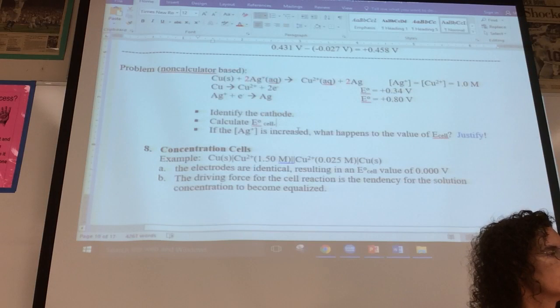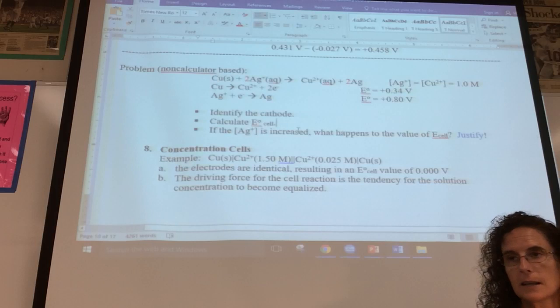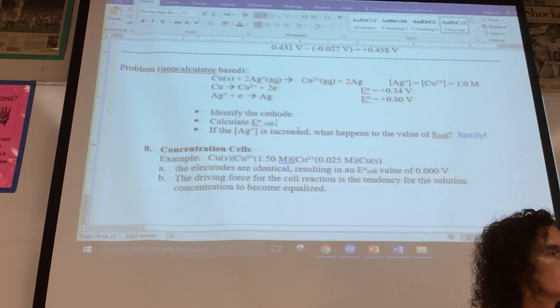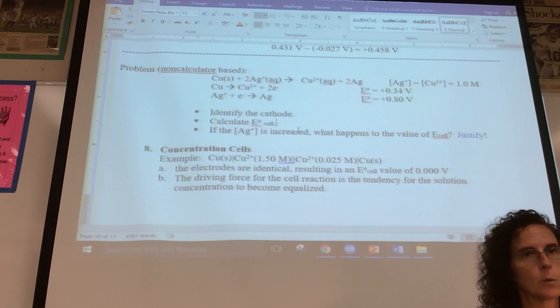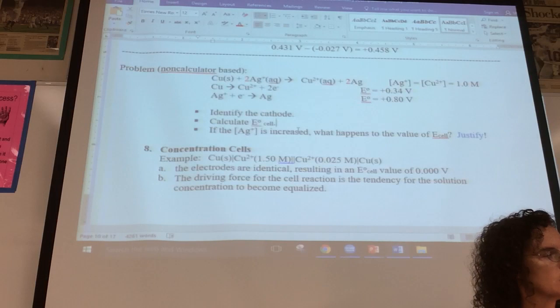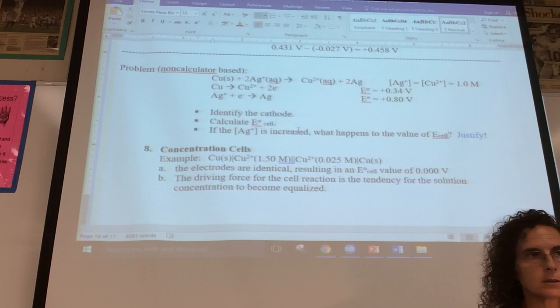Calculate E cell. This is a voltaic cell, so E cell has to be positive. So what are you going to subtract from what? It's going to be 0.80 volts minus 0.34 volts, which is 0.46 volts, correct?